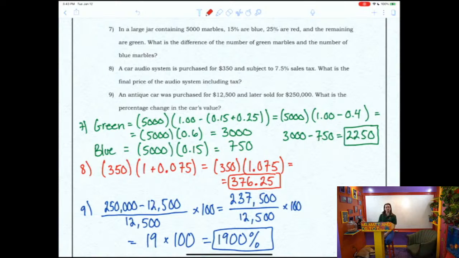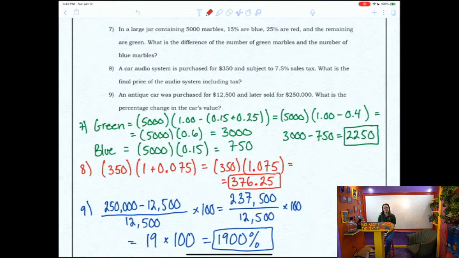250,000 minus 12,500 is going to give us 237,500. 237,500 divided by 12,500 is 19. 19 times 100 is 1,900. So this represents a 1,900% increase in value for the car.